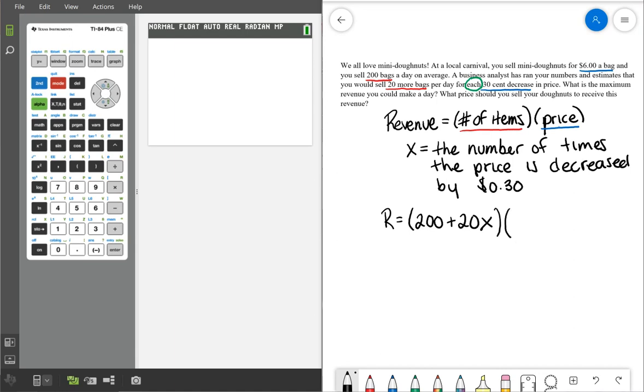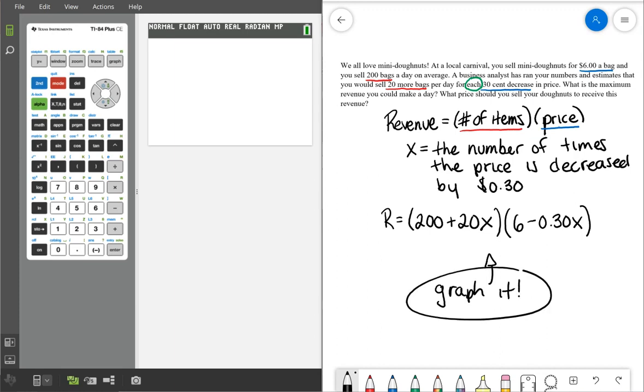For the price, it starts at $6, but I'm going to take away 30 cents. And I'm going to take away 30 cents a certain number of times. Again, this is where my variable is coming in. I don't know how many times, so this is where I have to input that variable. I could decrease it by 30 cents, 60 cents, 90 cents, and so on and so on. From here, what we can do is graph this. What we're going to be looking for is a maximum value. So let's graph it and see what happens. We want to know what is the maximum revenue.